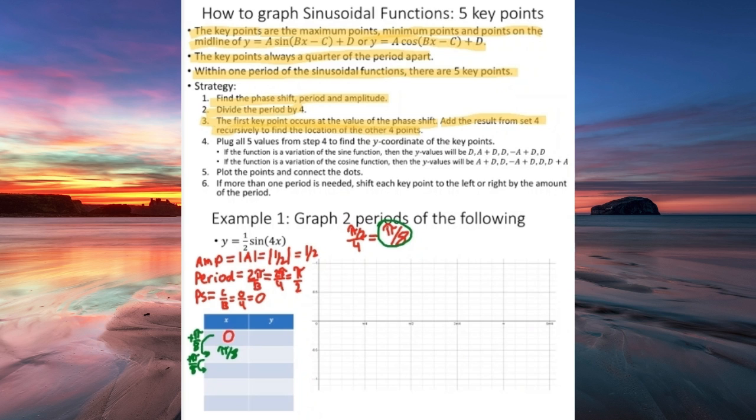And as I add, I'm not going to bother reducing. This is because it's going to make it easier to plot later, and it's going to make it quicker to add as well. So my x value is 2 pi over 8, then 3 pi over 8, and 4 pi over 8. Now I know the location of each of my key points.